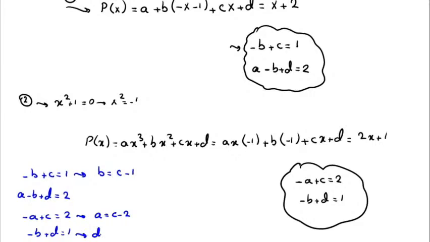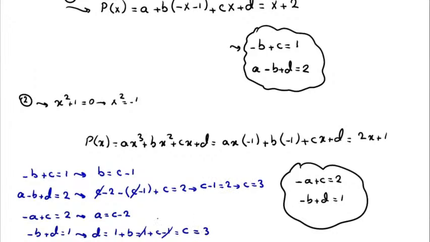Now in this case, d is what? d is 1 plus b. Because we know b is c minus 1, it will be 1 plus c minus 1. The 1 and negative 1 will be cancelled, it will be c. Now if you replace here, a is c minus 2, negative b is c minus 1, d is c, equal to 2. So c and negative c will be cancelled. So c minus 2 plus 1, c minus 1, equal to 2. So c will be 3. So d will be 3, a will be 3 minus 2, 1, b is 3 minus 1, 2.